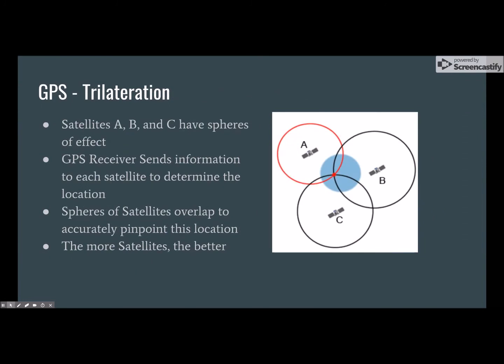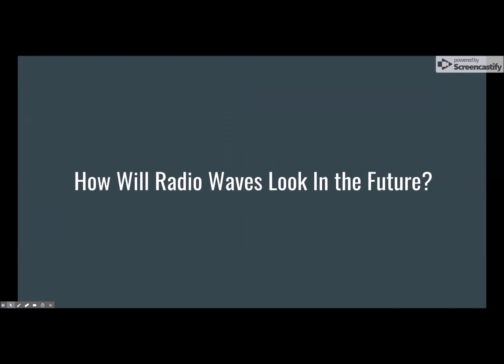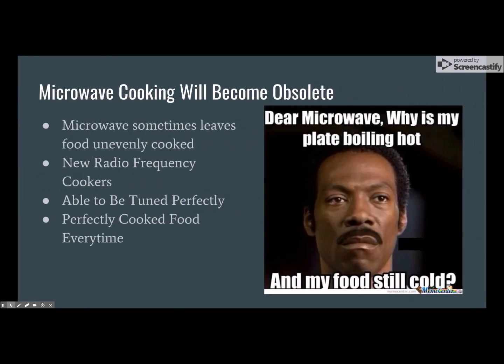So now we have the trilateration of the GPS, which is the way that you're able to be located, where satellites A and B have spheres of effect, and the GPS receiver sends information to each satellite to determine where your location is, and as these spheres of area overlap, it can accurately pinpoint your location. And the more satellites that are able to overlap, the better, because then it can better pinpoint your location. So how will radio waves look in the future?